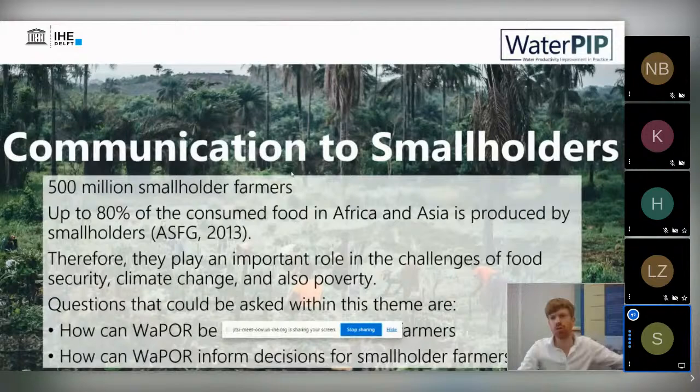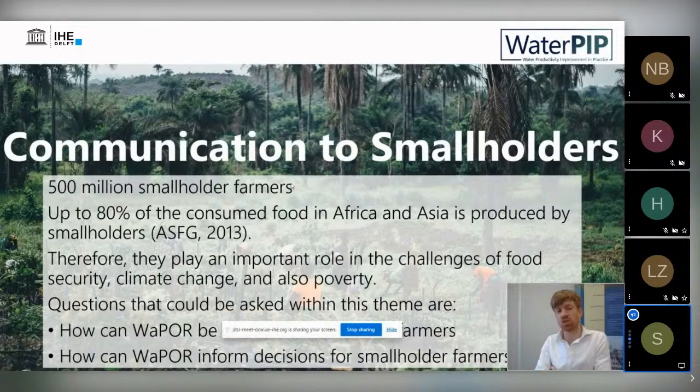So the first one is communication to smallholders. And why have we taken this one? Well, 500 million smallholder farmers are working in Africa and Asia to produce 80% of the consumed food there. If you just let that sink in, those are incredible amounts. So it's essential that whatever we do with regards to improving production or reducing water use, it is them that we have to target. It is them that we have to get that story out to.